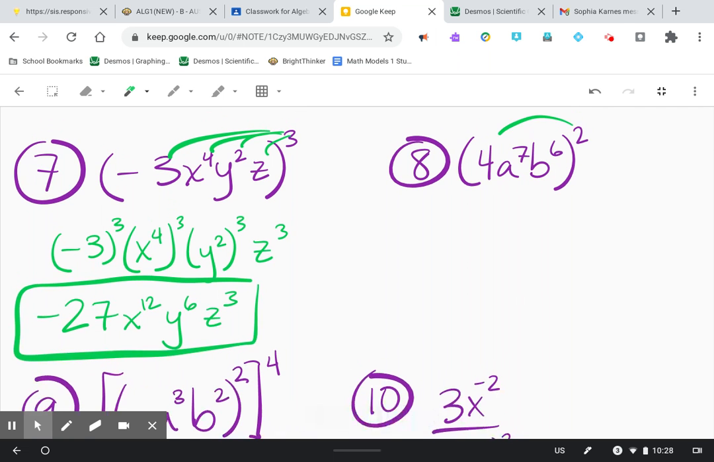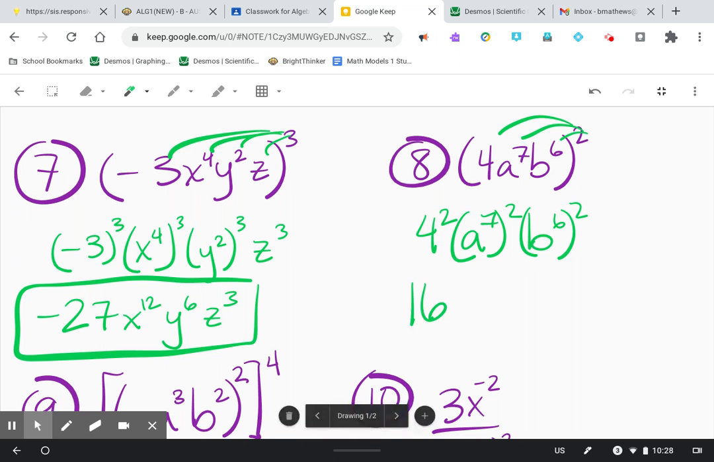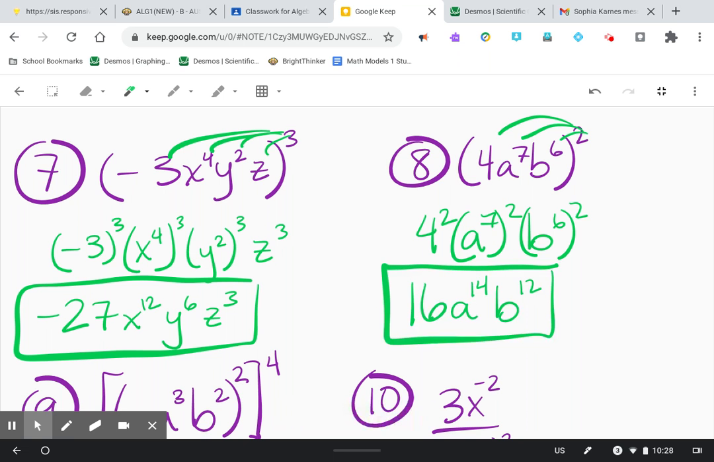More of the same here. I'm distributing this to 4 squared, a to the 7th squared, b to the 6th squared. 4 squared is 16. Use your calculator if you need to. 7 times 2, that's a to the 14th. 6 times 2, that's b to the 12th. So the more familiar you can be with the properties, the easier these are going to become. You won't have to keep flipping back and forth. Just remember, power of powers means multiply.